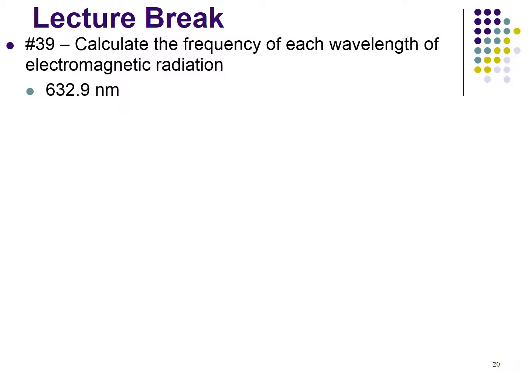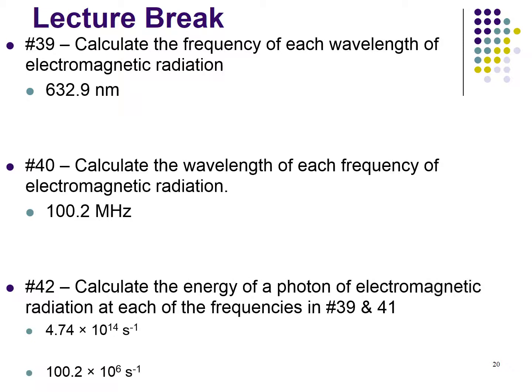So we're going to do a couple calculations with these pieces of information. To calculate the frequency of each wavelength of electromagnetic radiation, so 63.2 nanometers, let's get the rest of the questions up there. We're going to use this equation, frequency equals the speed of light over the wavelength. And I mentioned that our wavelength needs to be in meters, so that's our first task. So we're multiplying it by our nanometer conversion factor.